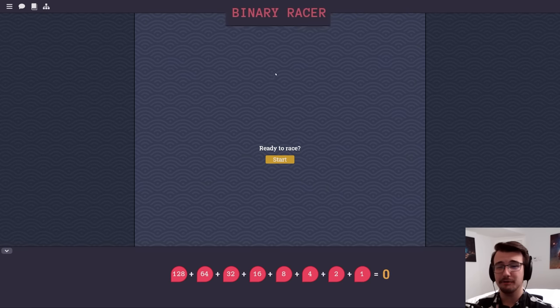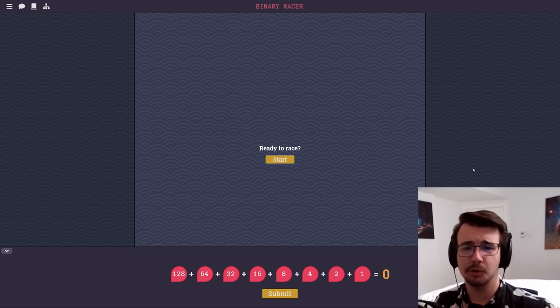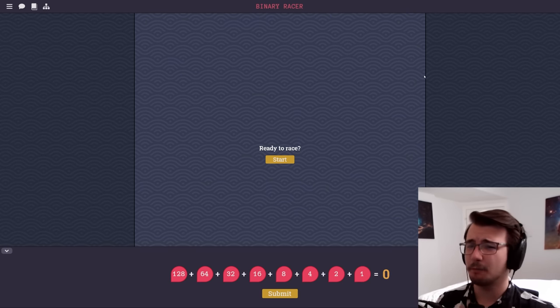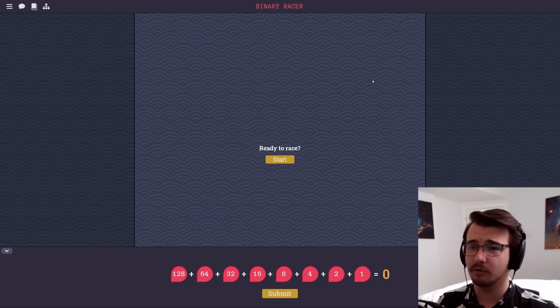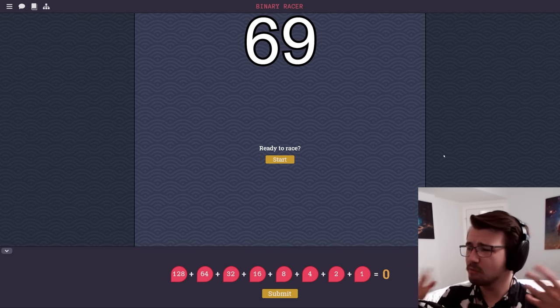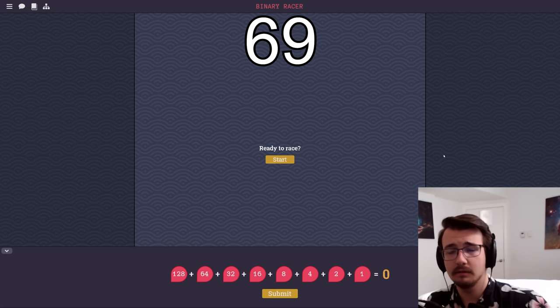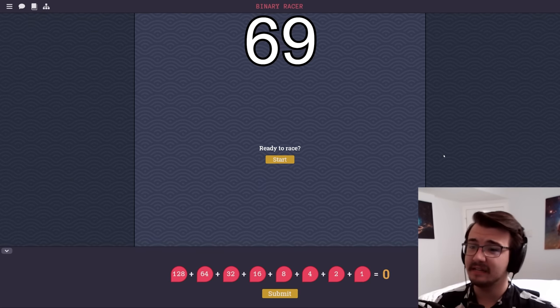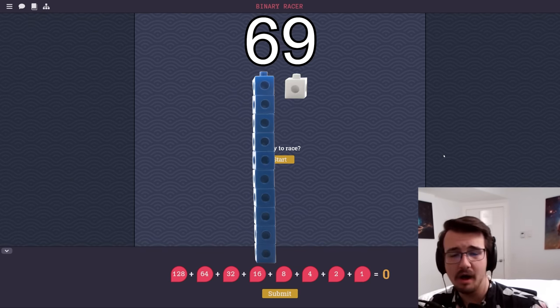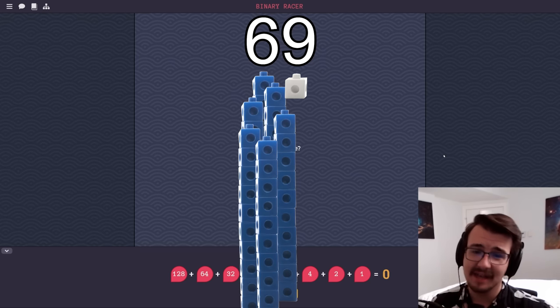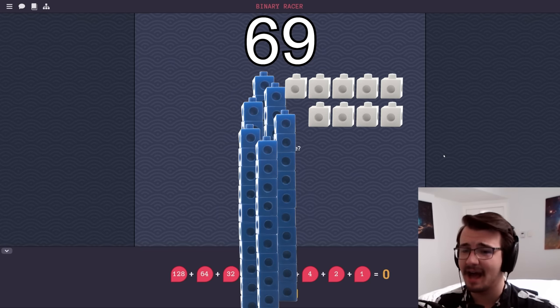Now there's a binary racer level. Let's do a quick crash course on binary. Binary is a way to represent any number using only ones and zeros. How does that work? First, let's take a normal number like 69. In our normal counting system, it's called decimal. The 6 represents how many tens are in the number, and the 9 represents how many ones are in the number. 6 tens plus 9 ones gets you 69.